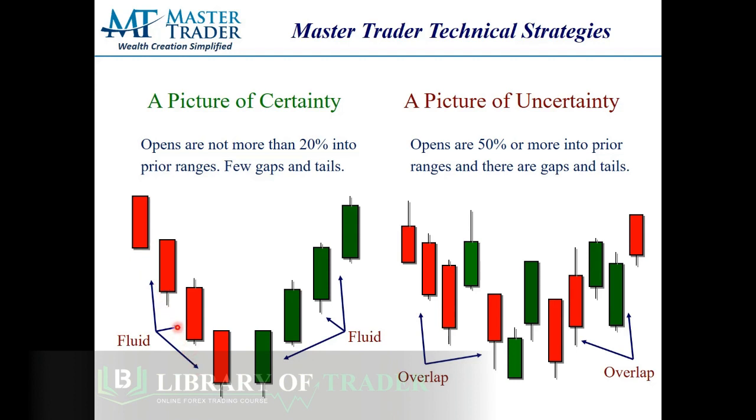We're telling the software, stop collecting data here and start collecting data. And it just is a fluid movement. And then as it moves back up, it's the same way. However, over here, this picture of uncertainty, we see that they're 50% or more into the prior ranges. There's lots of gaps and lots of tails. There's overlapping. It's just a picture of uncertainty and confusion.